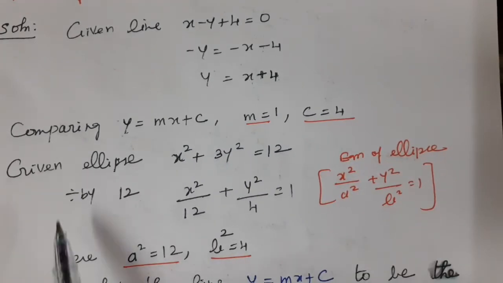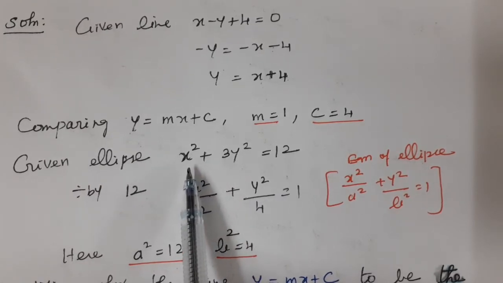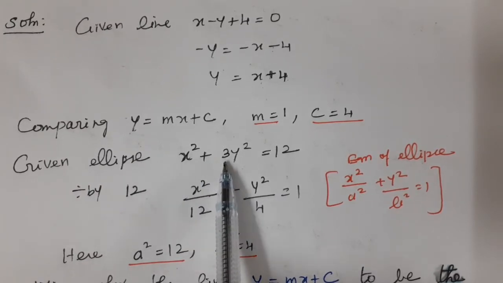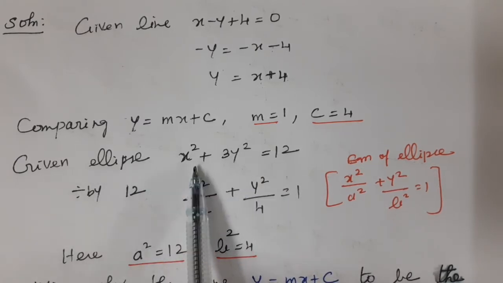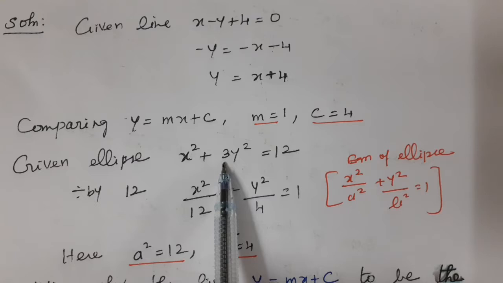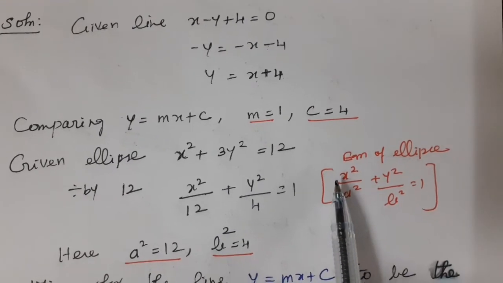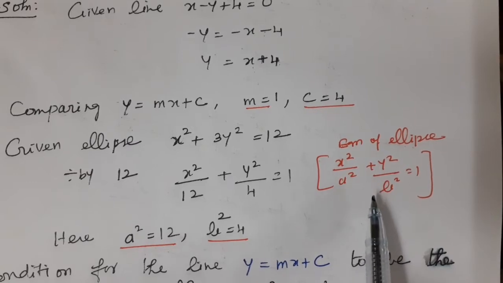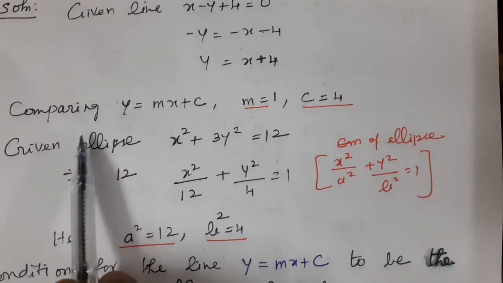What is the equation of the ellipse? It is given in the question. The given ellipse is x square plus 3y square equal to 12. We remember the equation of the ellipse is x square by a square plus y square by b square equal to 1. But the given ellipse is not in this form.